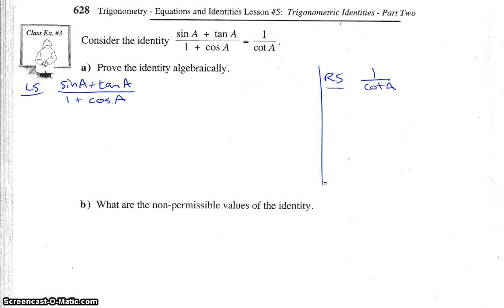Factor? Nope, there's no factoring on top or the bottom. Expand? No, there's no multiplying out. We do have a fraction, but it's already one fraction. We do have 1 minus cos. We could multiply top and bottom by 1 minus cos squared.